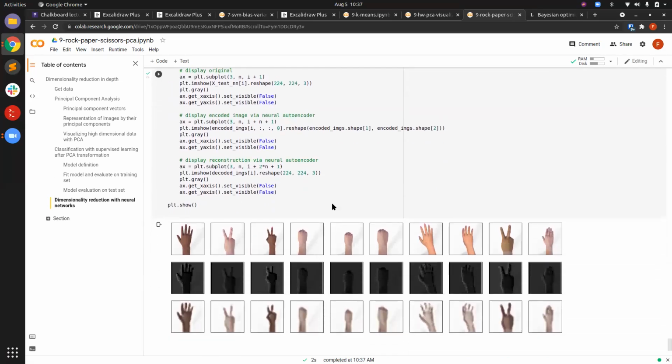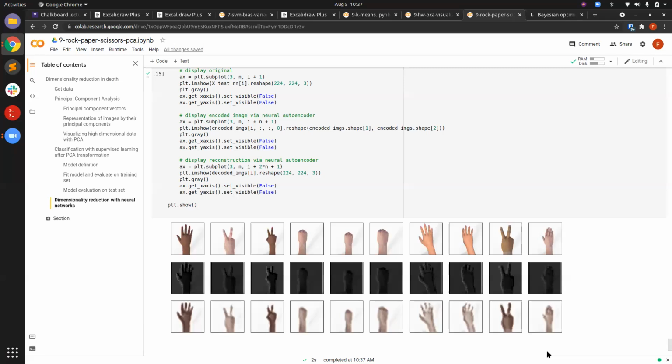Here's a visualization. So on the top, we have the original images. In the middle, we have the encoded images. So this is the representation produced by the neural network. That's 28 by 28 by 1. And then at the output, we have the reconstructed images. So we can see it did a pretty good job of learning the reconstructed images.